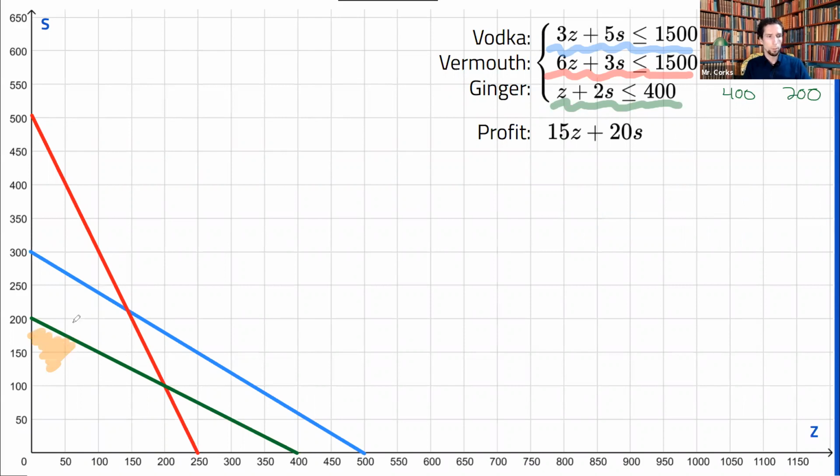Let's do a different color, pink. All right. So below the blue one, but that doesn't really matter because we have to be below the green one as well and below the red one. So this is our region here. Let's do one more thing here too and do corners, and then we can come back to the profits equation. Tell me how many corners and where they are.